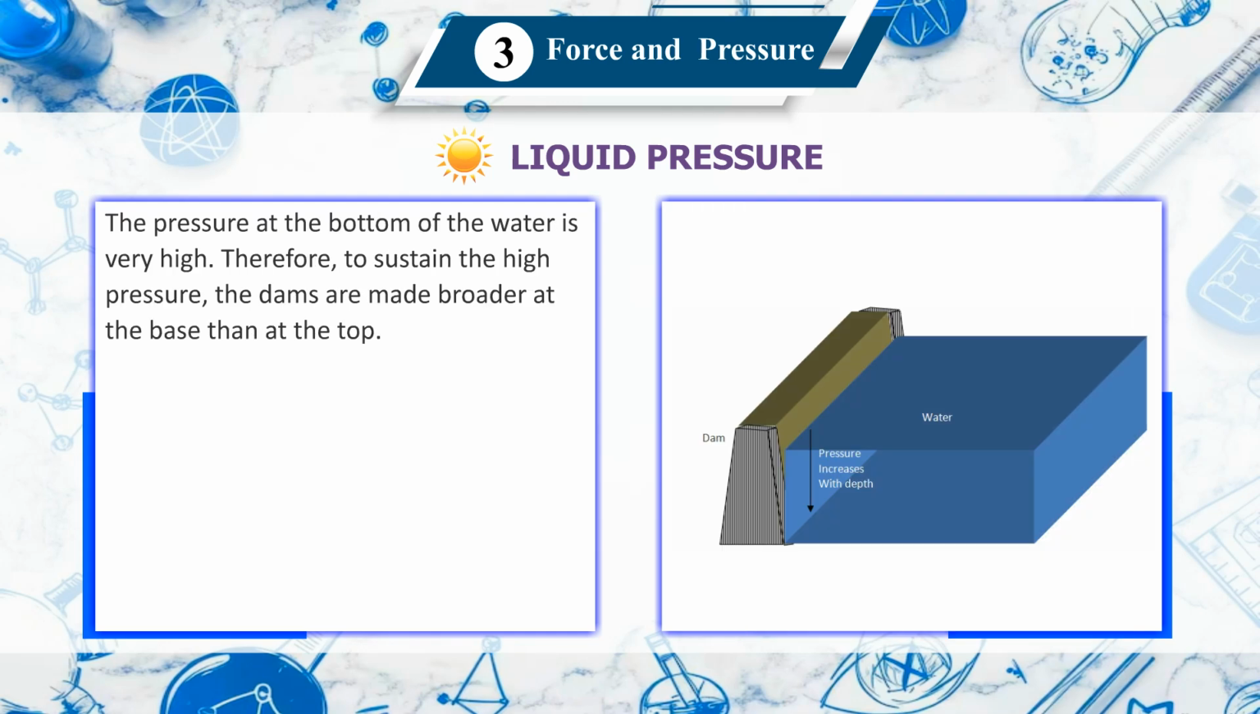The pressure at the bottom of the water is very high. Therefore, to sustain the high pressure, the dams are made broader at the base than at the top.